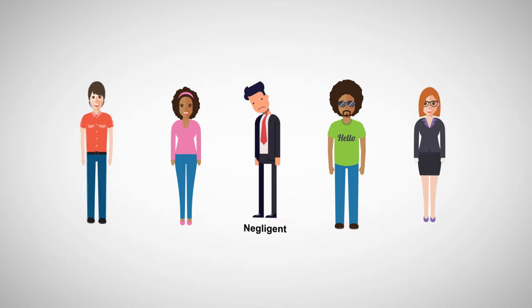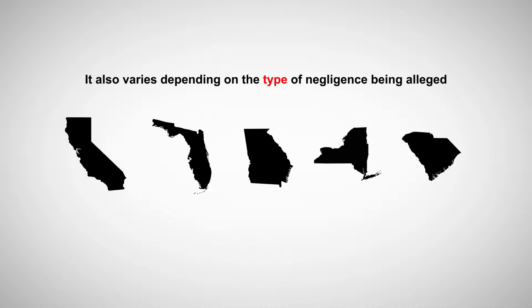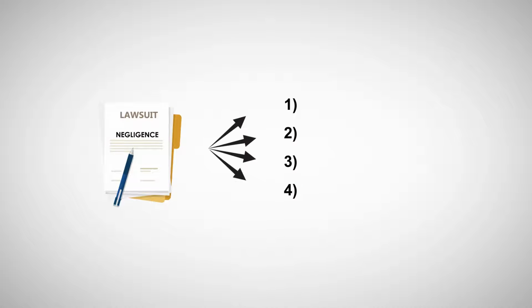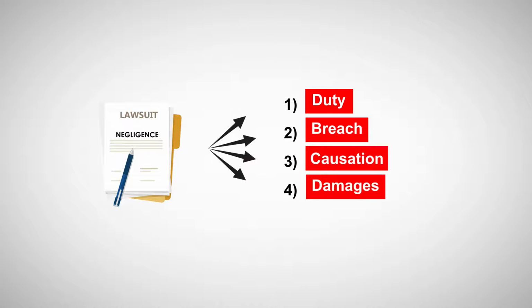This legal standard not only varies from state to state, it also varies depending on the type of negligence being alleged. To win a lawsuit against an allegedly negligent defendant, the plaintiff must prove four elements. The elements are duty, breach, causation, and damages. The first element of negligence is duty.